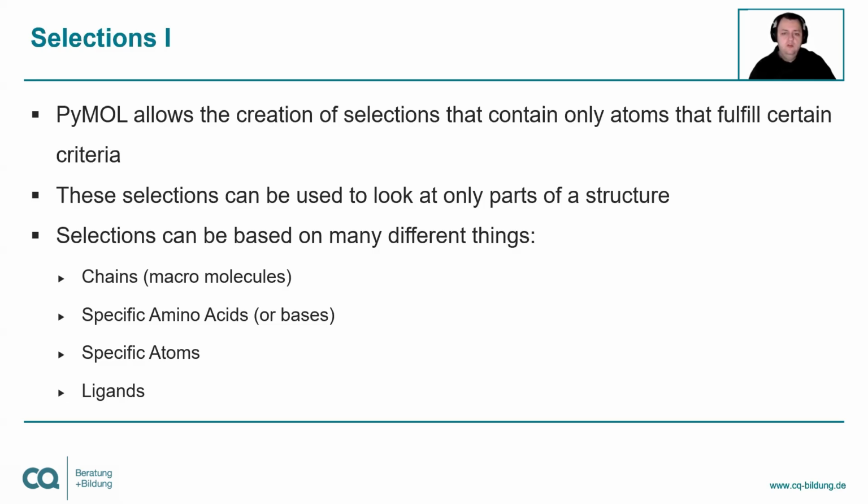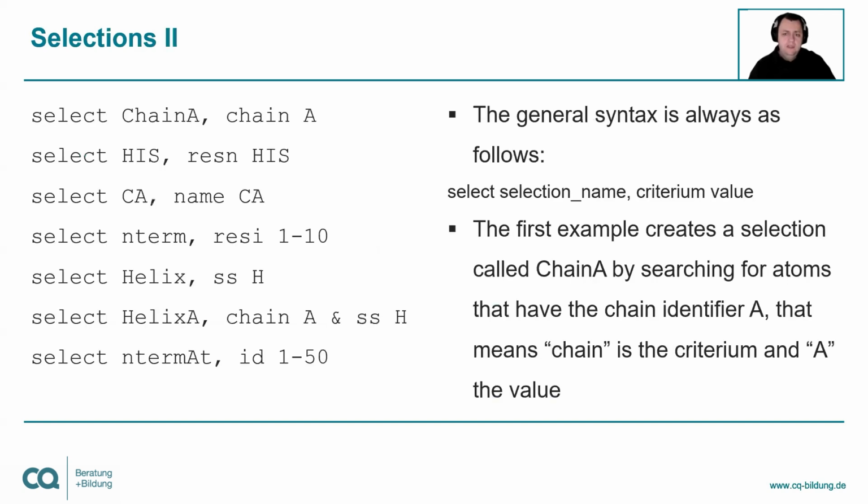Selections can be based on many different things: different macromolecules, specific types of amino acids or bases, specific atoms, ligands, and so on and so forth. The general syntax for creating a selection is as follows. select in all lowercase, space, then the name of the selection, the object the user wants to create. This name is completely up to the user. And then comma, criterion, and the value for the corresponding criterion.